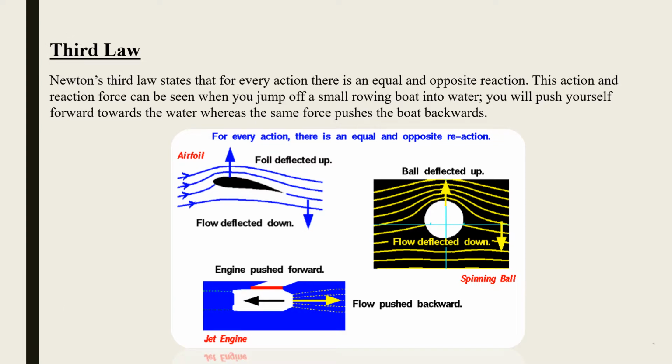Newton's third law states that for every action, there is an equal and opposite reaction. This action and reaction force can be seen when you jump off a small rowing boat into water. You will push yourself forward towards the water, whereas the same force pushes the boat backwards. This is one of the major forces or major theories used when it comes to flight.